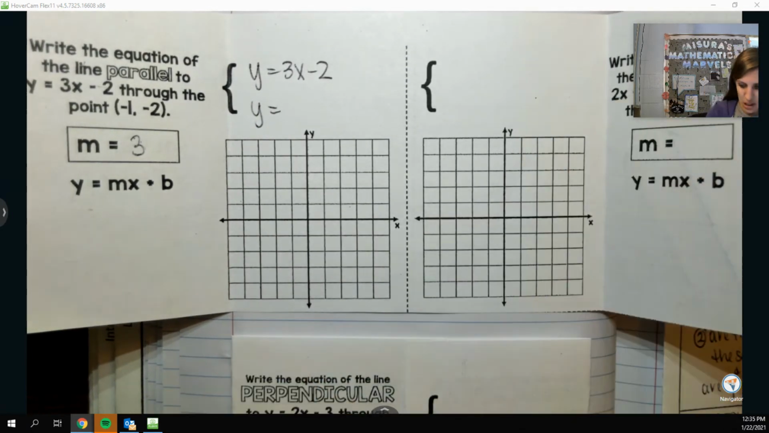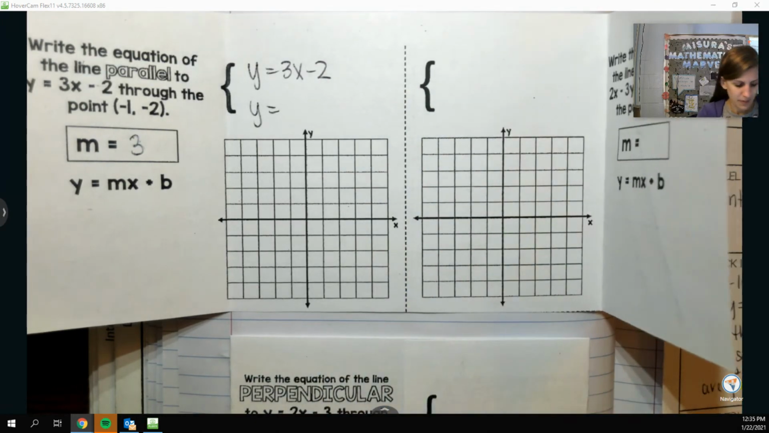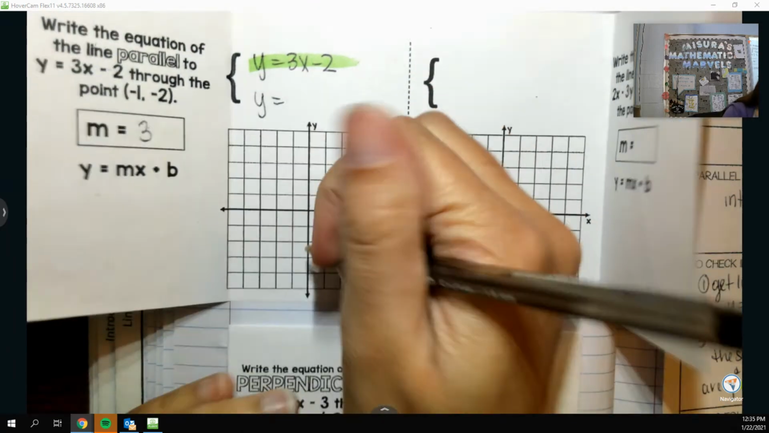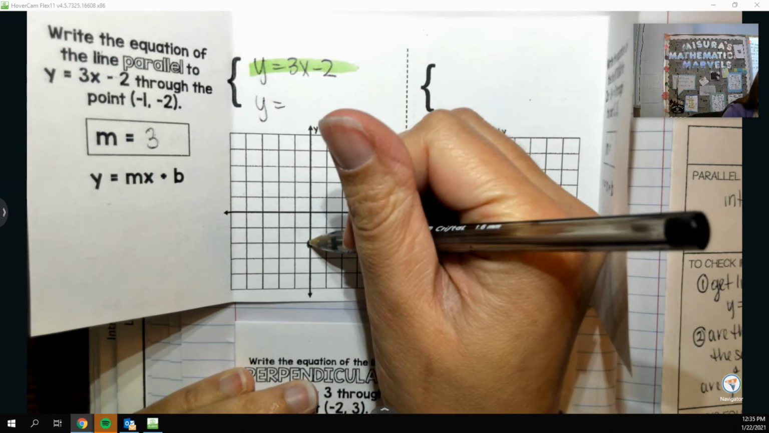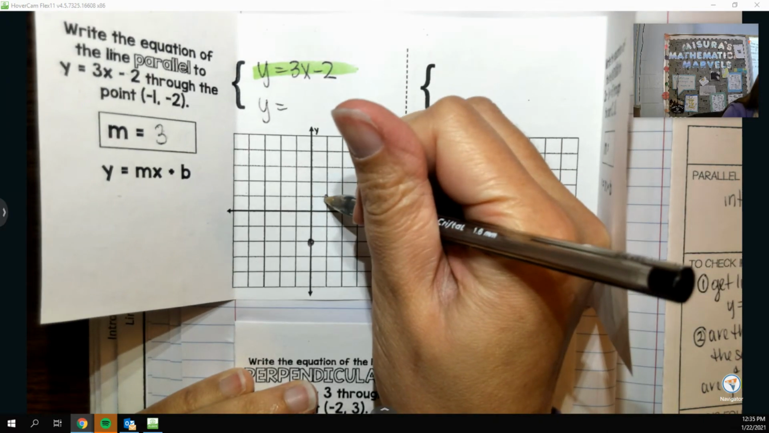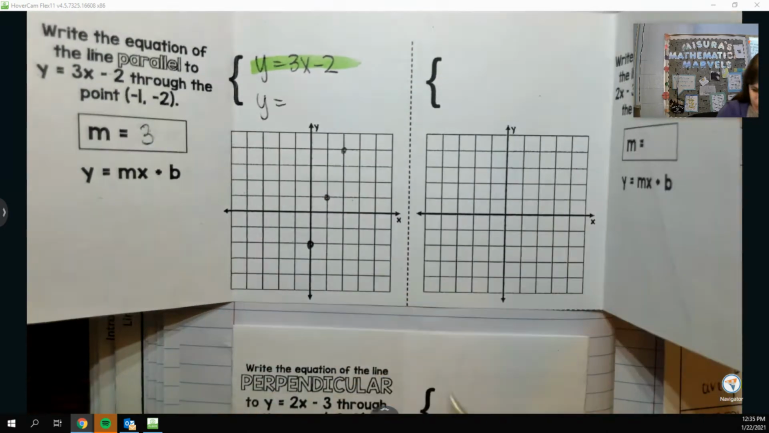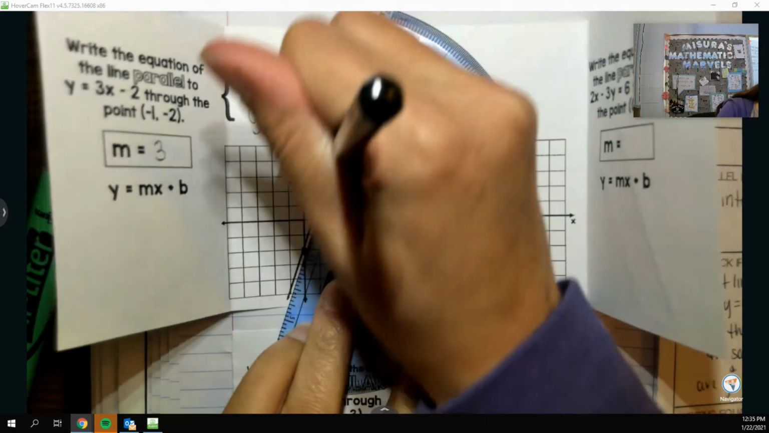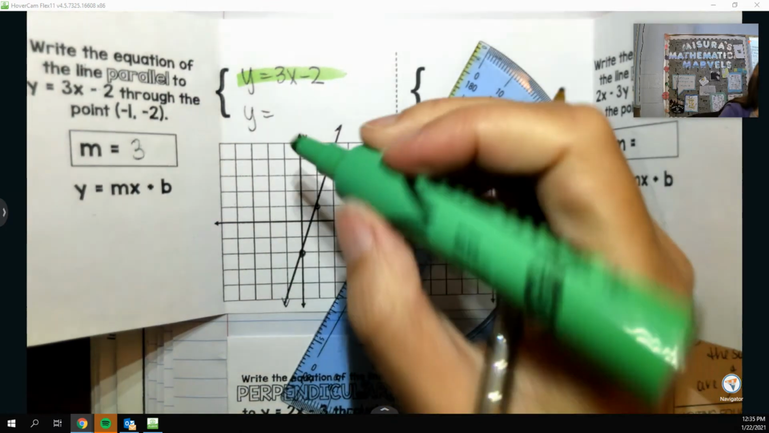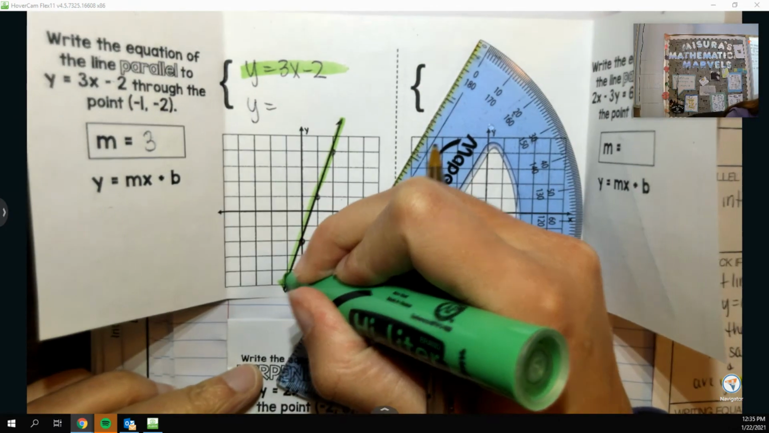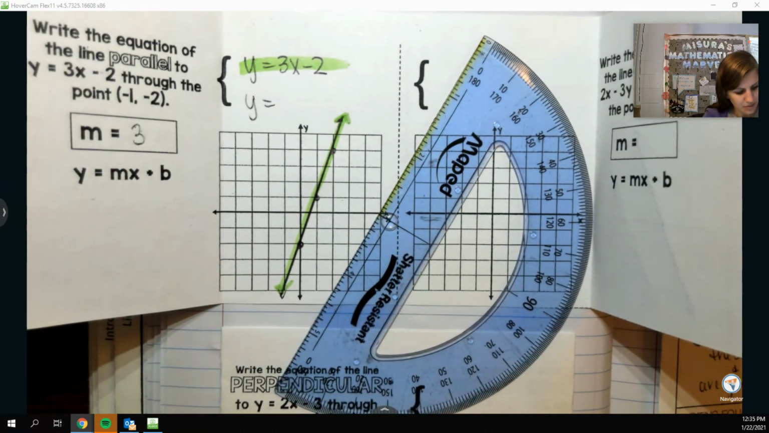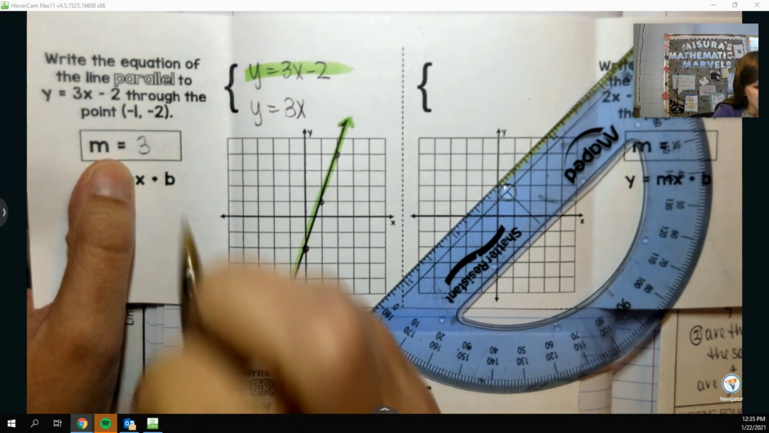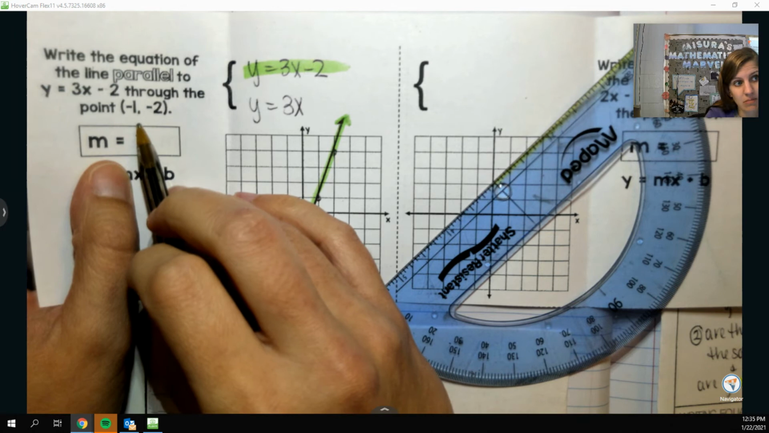So if I go graph that first line, I would plot the y-intercept at -2 and then do my slope of up 1, 2, 3, forward 1. Let's get a straighter line this time. Okay. Now, with the line that I need to come up with, the line that is parallel to that one, it has to have the same slope, so it still has to be 3x. But this isn't the y-intercept.